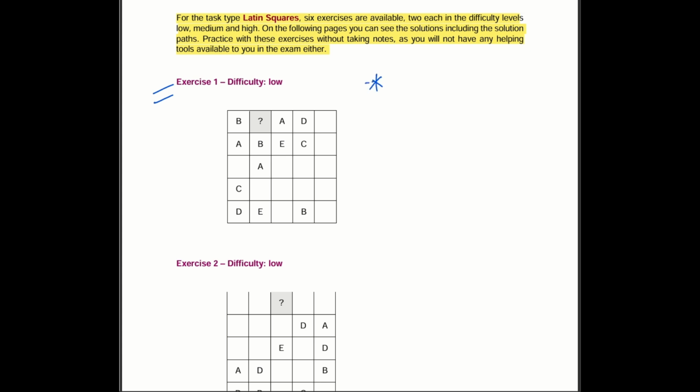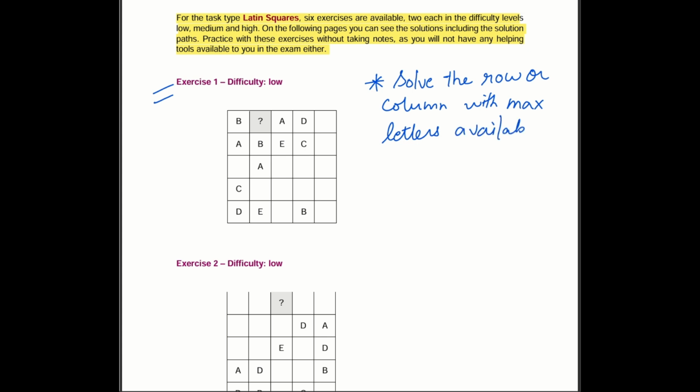So here we are going to follow the rule that I have already mentioned. Solve the row or column with maximum letters available. So that is row 2 only. Missing letter would be D.